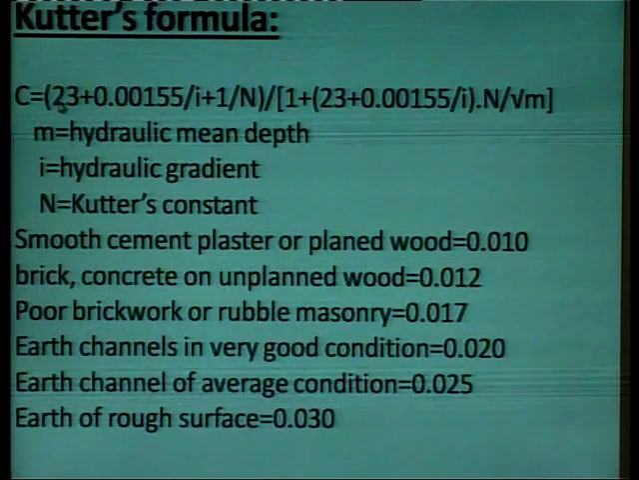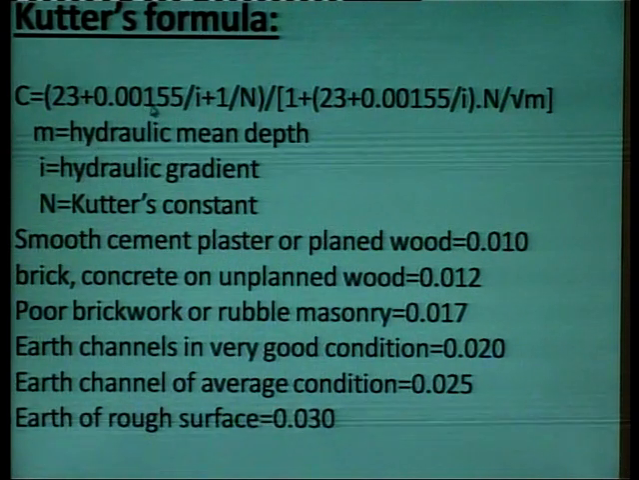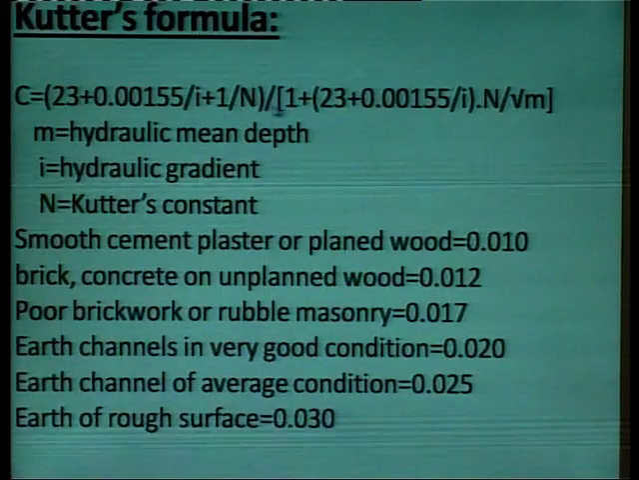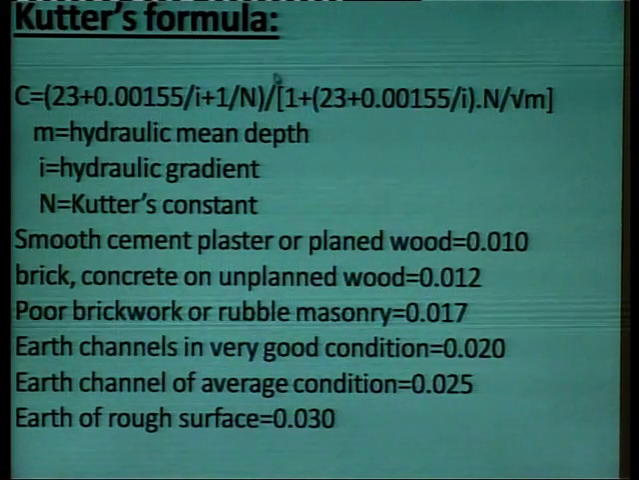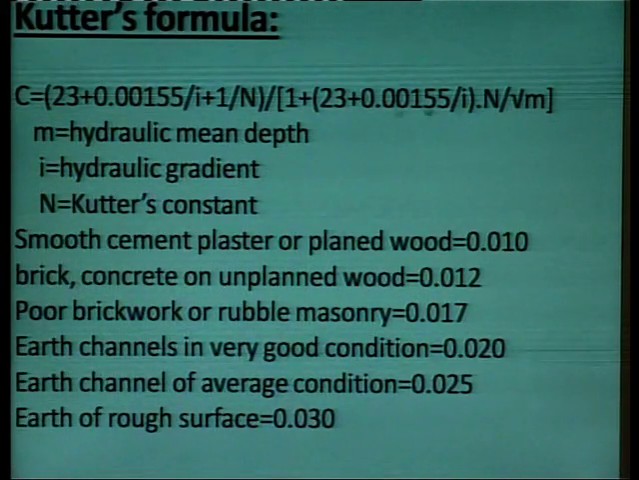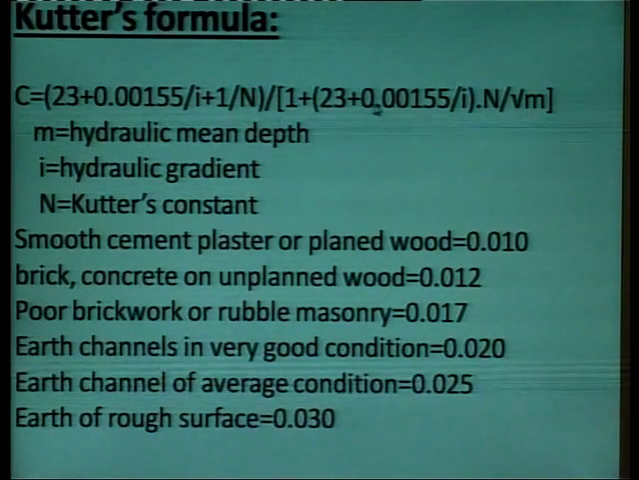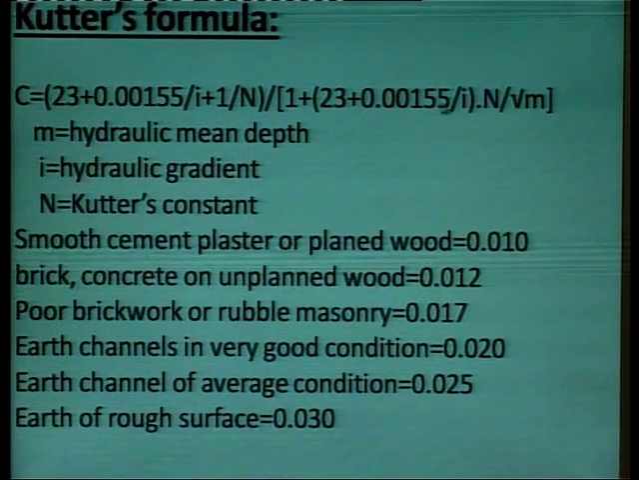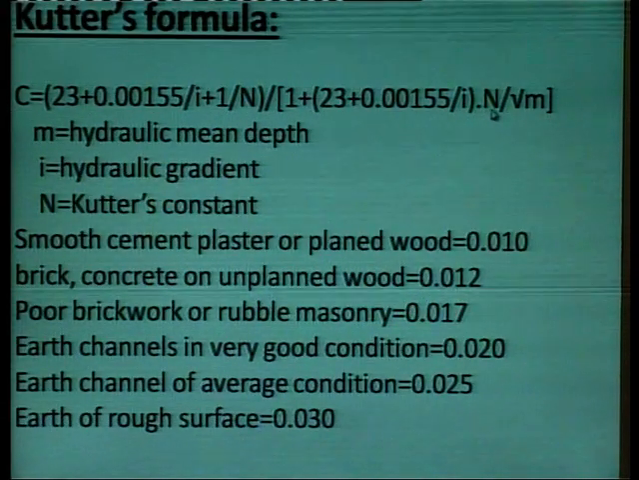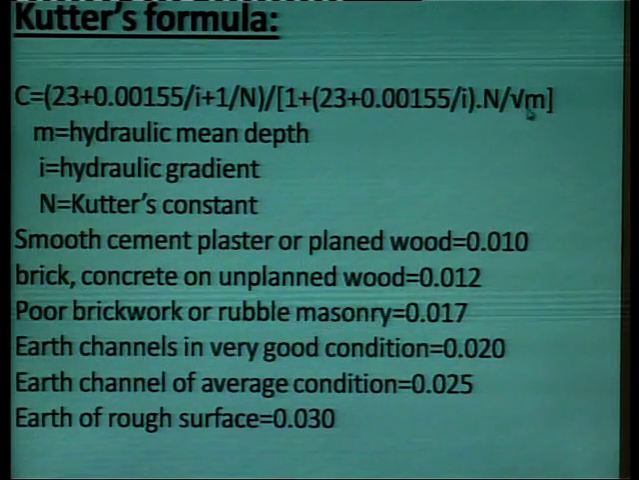At the top, in the numerator, we keep 23 plus 0.00155 divided by I plus 1 by n. In the denominator we put 1 plus 23 plus 0.00155 divided by I, multiplied by n divided by under root m.